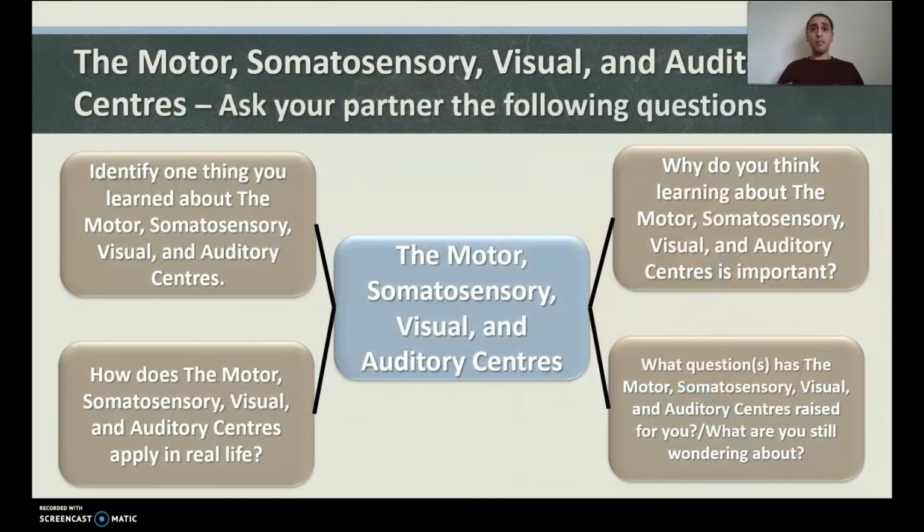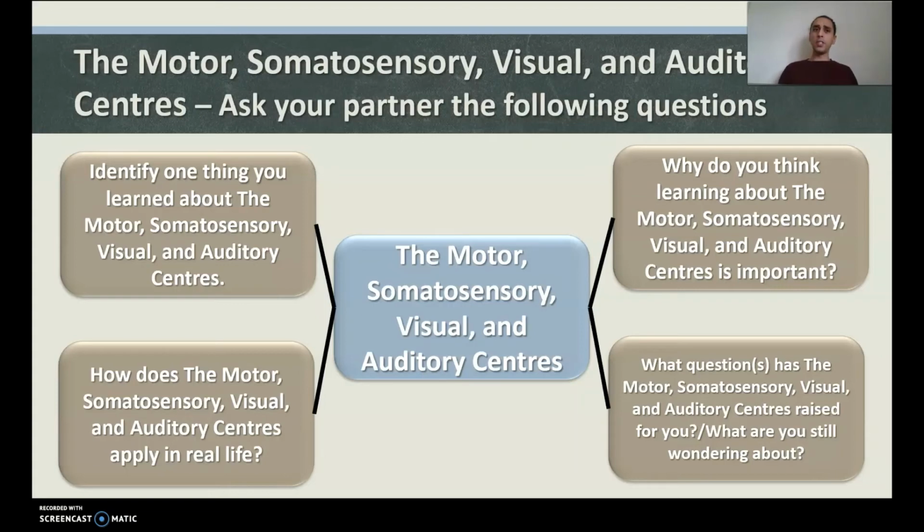And there we go. We've learned about 4 cortexes: the motor, the somatosensory, the visual, and the auditory centers. Identify one thing you learned about the motor, somatosensory, visual, and auditory centers. We learned loads of stuff. Just one thing. Why do you think learning about these things is important?